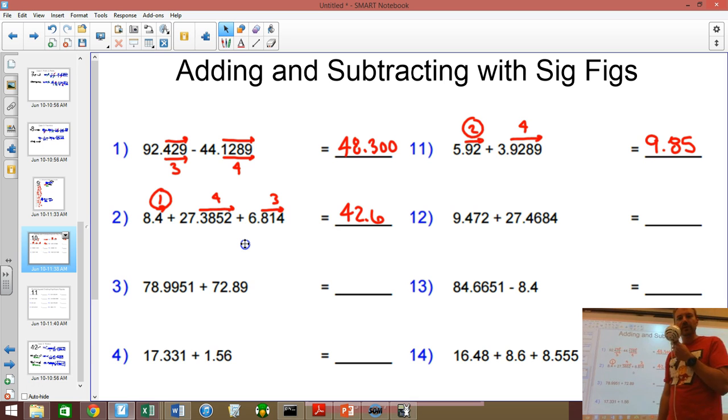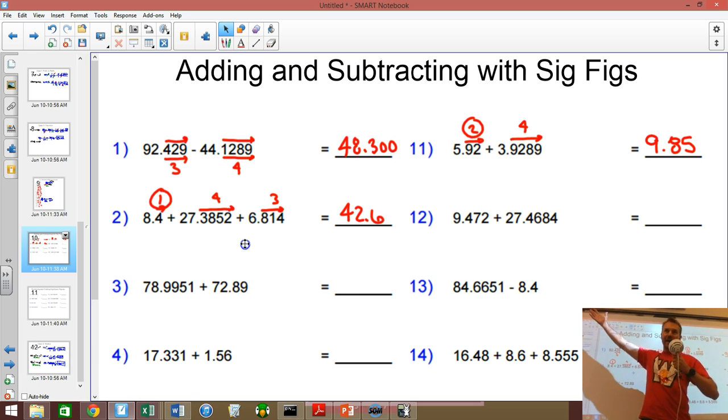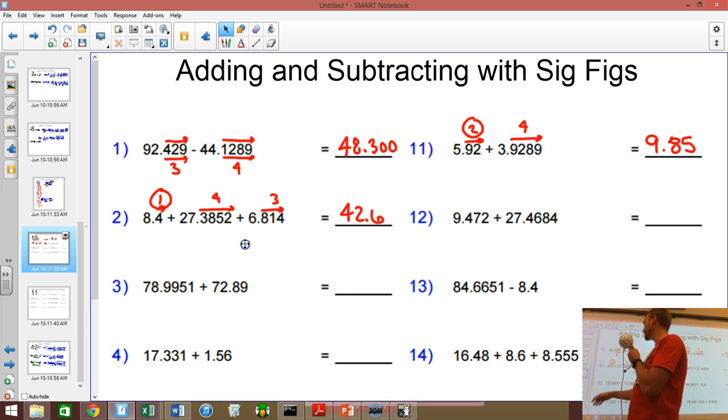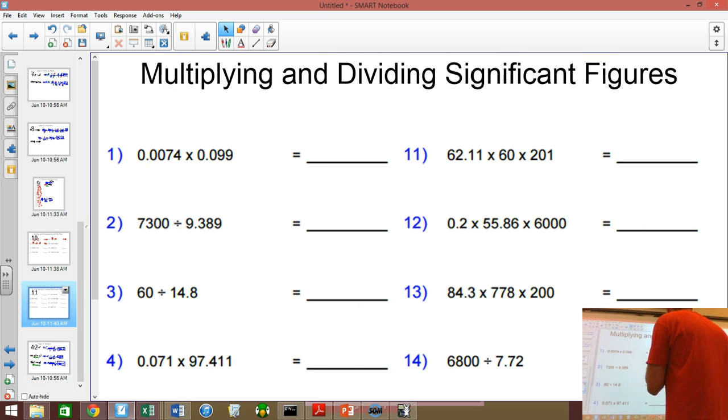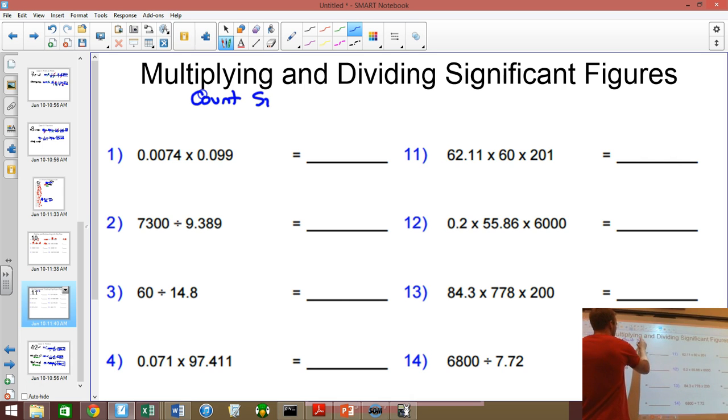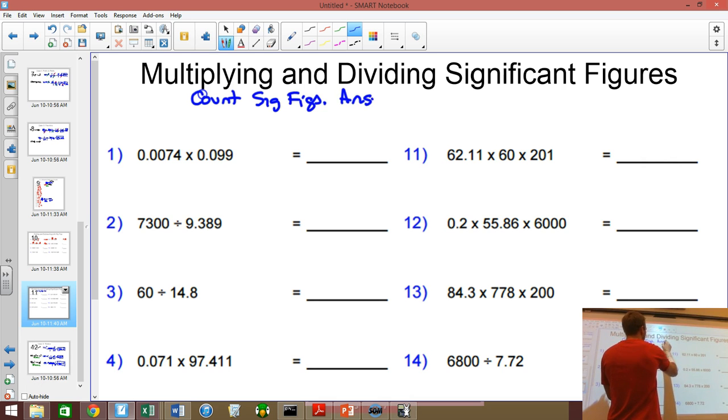That's kind of why we do multiplying and dividing too. When you're imprecise, that imprecision gets magnified because you're multiplying by that. You're not just adding by it, you're multiplying. So when you multiply and divide, you have to count the significant figures. The answer has as many as the least of the terms.